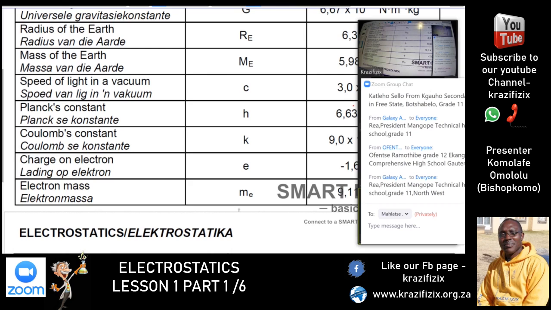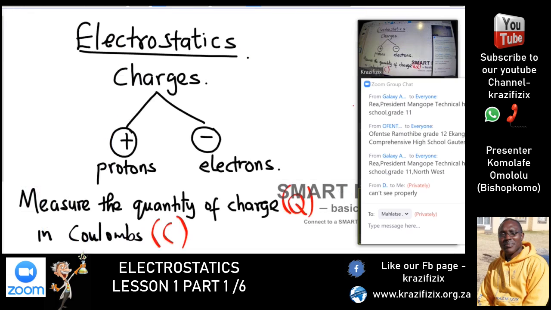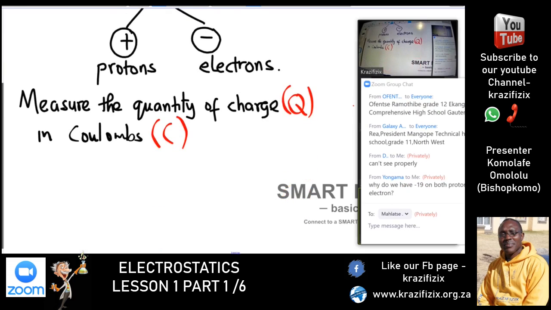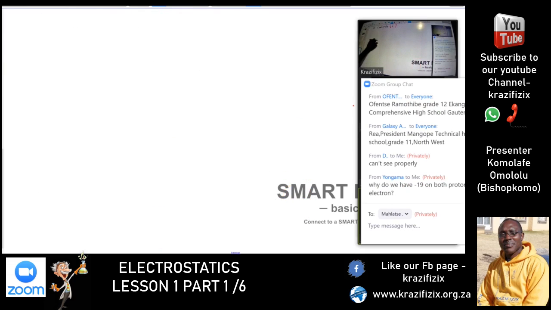So you have a formula page, whether you're in grade 11 or grade 12, where you can pick that value from. And you would see how we will then use these values as we go on when it comes to calculations. All right. Now I'm going to go to the next thing, which is to talk about the behavior of charges. Most of these things are still grade 10 and grade 9.